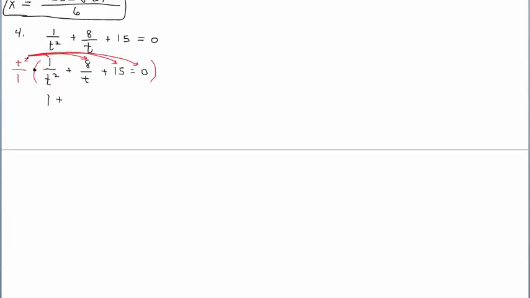Plus, all right, focusing on this next product of 8 over t times t squared over 1, you can divide out a t here and a t here, leaving t in the numerator. So t times the 8 that's there would be 8t, plus t squared times 15 would be 15t squared, equals that product over there would be 0. I'm going to go ahead and rearrange this in descending order for the variable t.